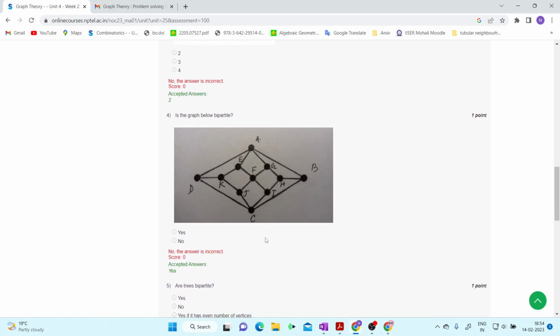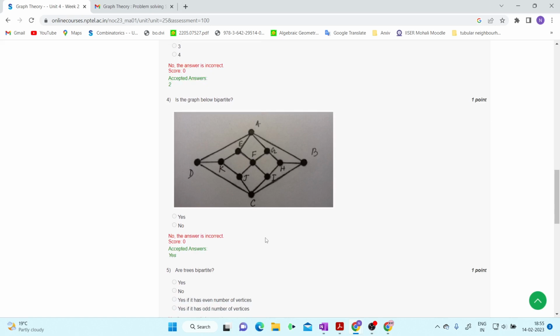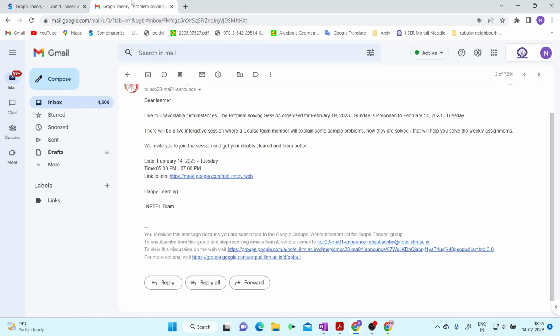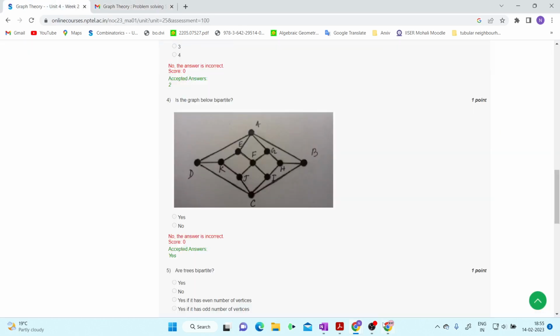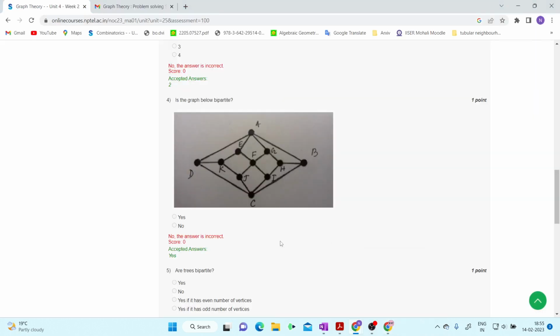Now the next problem was, are trees bipartite? Yes. Why? There will be no cycles, ma'am. Yes. Good. There will be no odd cycles, and this is the necessary and sufficient condition for a bipartite graph: that a graph should have no odd cycles.